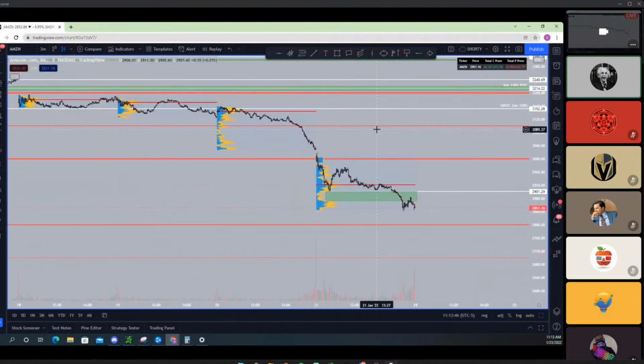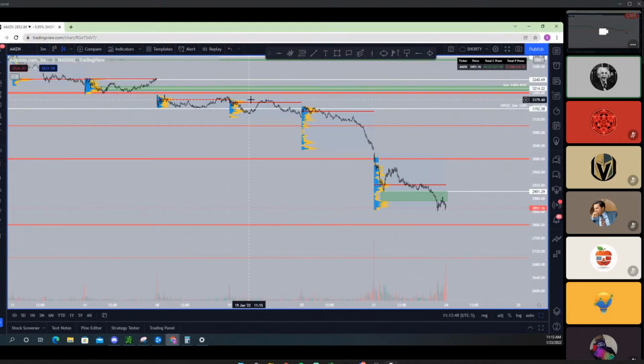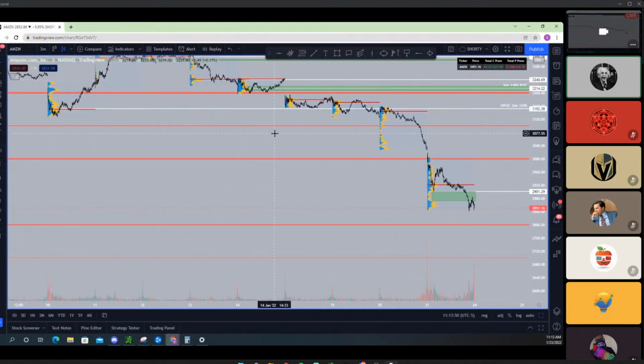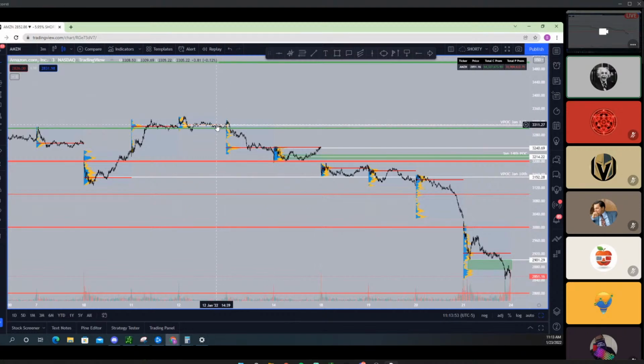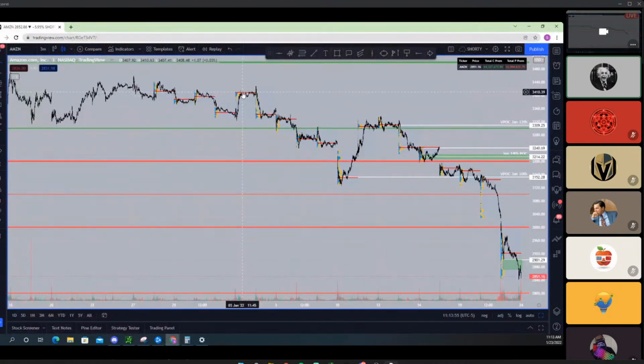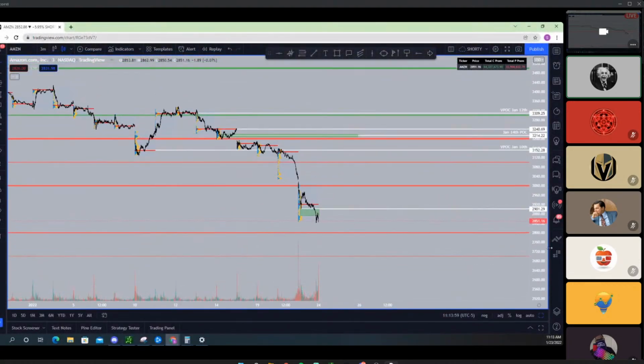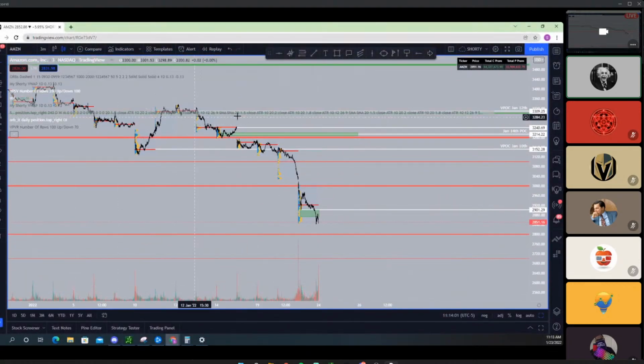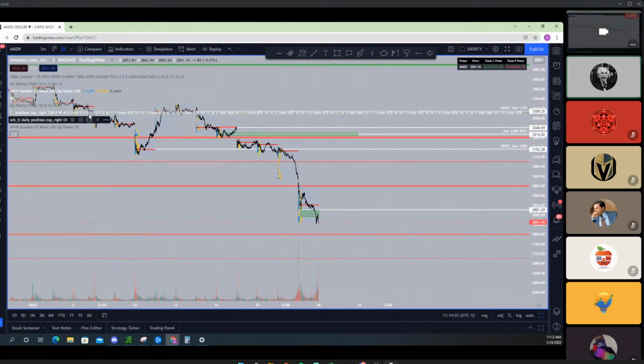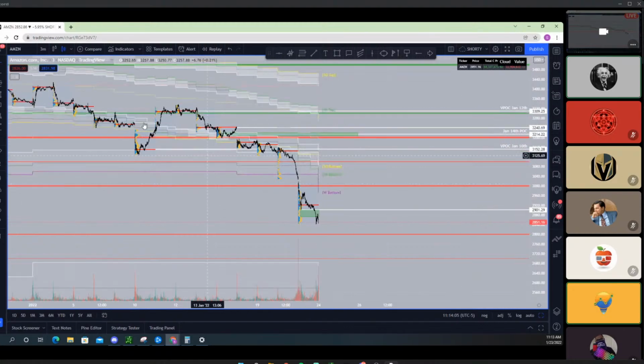because there's also a lot of VPOCs here. Like you have a VPOC here, you have a VPOC here. This is not a VPOC, but here's a VPOC right here. So it's setting up for a bounce, but I think it's going to go a little bit more to the downside because we do have those monthly bottoms that are approaching in terms of clouds.